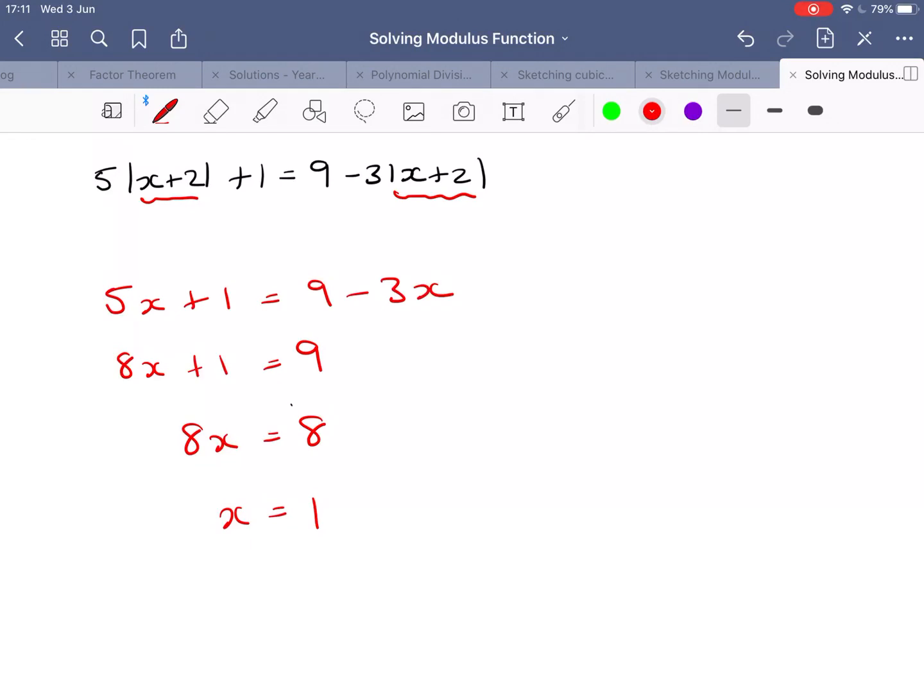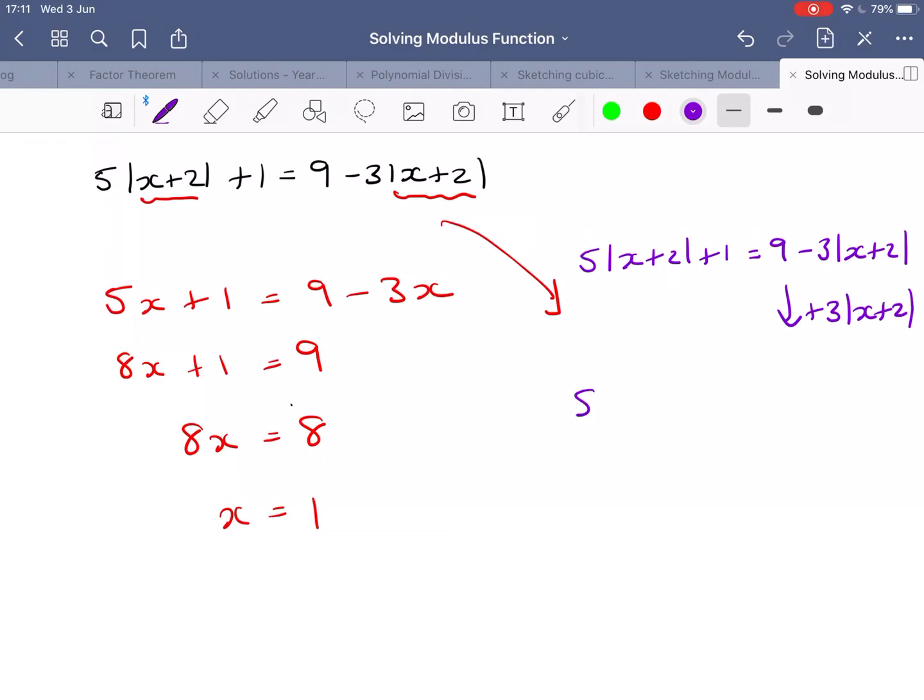Well, you can do exactly the same with this sort of thing, but you haven't got an x anymore. I've got the modulus of x plus 2. So I'll write it out again. Modulus of x plus 2, plus 1 equals 9 minus 3 modulus of x plus 2. So the first thing I want to do is add 3 lots of the modulus of x plus 2. Well, 5 lots of the modulus of x plus 2 plus 3 lots of the modulus of x plus 2 gives you 8 lots of the modulus of x plus 2, plus 1 equals 9.